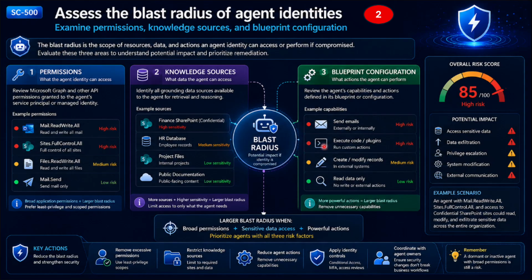Some example capabilities are, again, whether the agent can send emails internally or externally. And if the agent can send email externally, obviously that's high risk. If it can execute code and plugins and run custom actions, that would be high. Can it create or modify records? Can it read data only? So all of those things should be considered, and that would create the overall risk score, right?